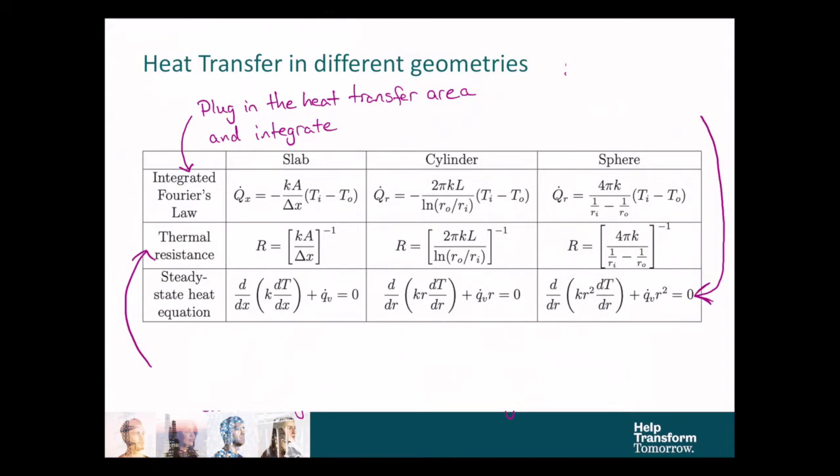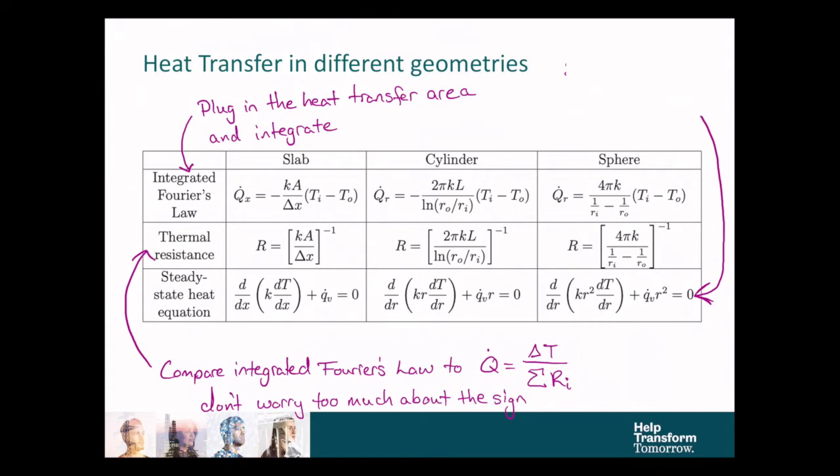And then when it came to finding the thermal resistances, we would take that integrated Fourier's law and compare it to this generic expression, Q equals delta T over sum of resistances, and by inspection determine what our thermal resistance was. In these cases, we didn't worry too much about the sign. We just always defined delta T to be positive.